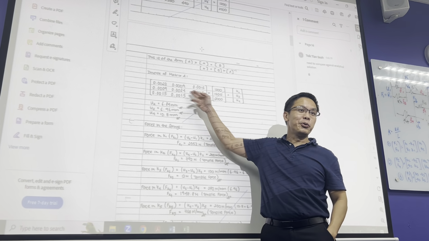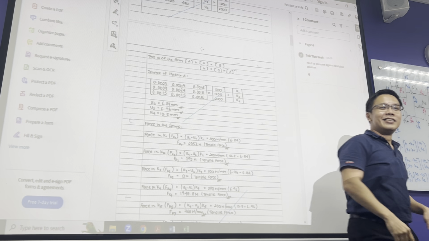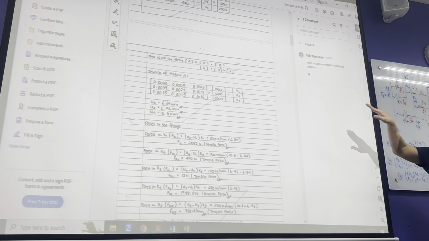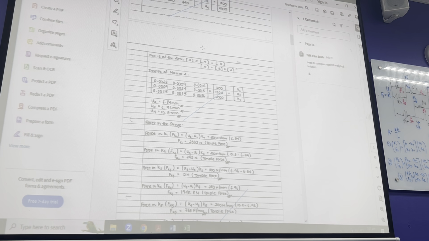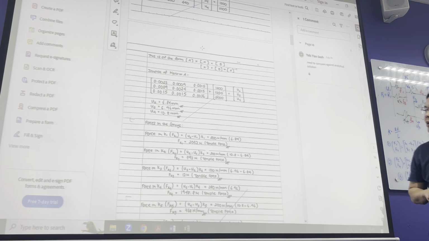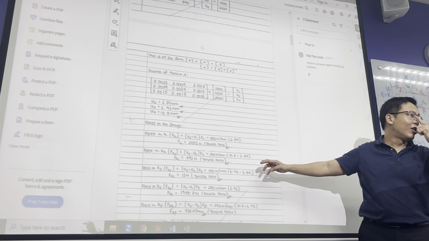Whatever you do here, you had better do in Excel. This can only be done in Excel, honestly. You can't do it by hand. A 3x3 matrix, a 4x4 matrix, in the exam you're not going to do by hand. No way. A 2x2 matrix is the maximum you do manually.